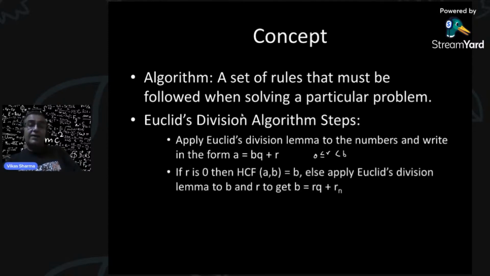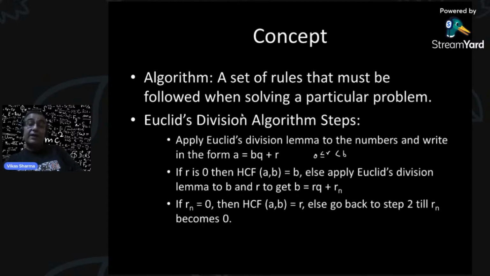Second step is that if R is equal to 0, the HCF is B. That's sure, B is the smaller number. Or if R is not equal to 0, you have to apply the Euclid's division lemma to B and R, where you write it in the form B is equal to RQ plus some remainder, which let's call Rn. Now there are two possibilities. If Rn is 0, then R is the HCF, or if Rn is not equal to 0, you go back to step 2 and keep repeating the step until you get Rn equal to 0. When Rn becomes 0, then whatever R was there in the end, that is going to be the HCF.